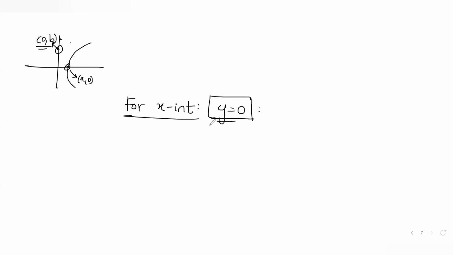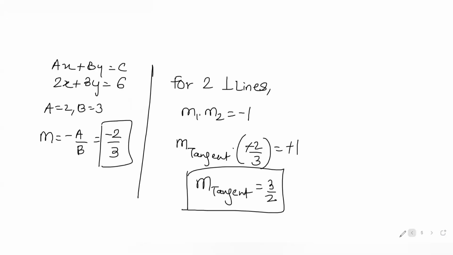So for the x-intercept, we know the y-coordinate is always 0. The x-intercept is the point where your curve touches the x-axis, and there the y-coordinate is always 0. So we understand that if I want to find the x-intercept, I can just put y equal to 0. With that, I'll get the x-intercept for me.